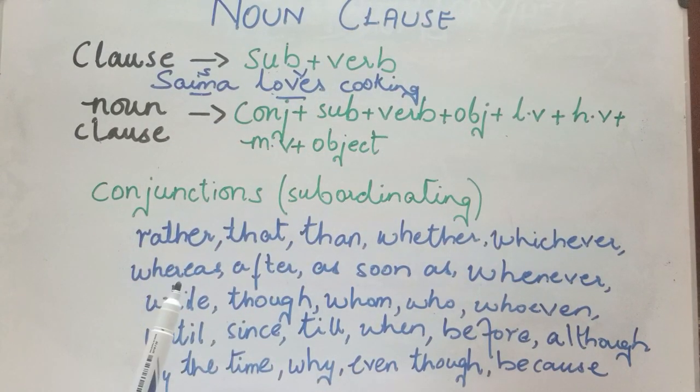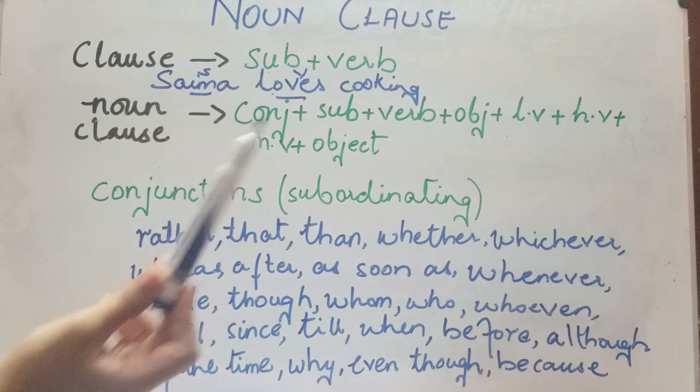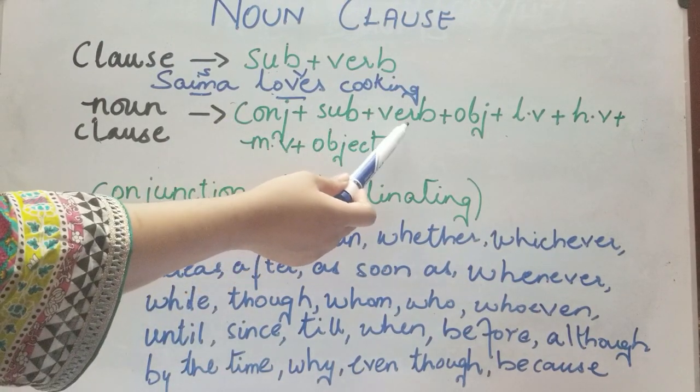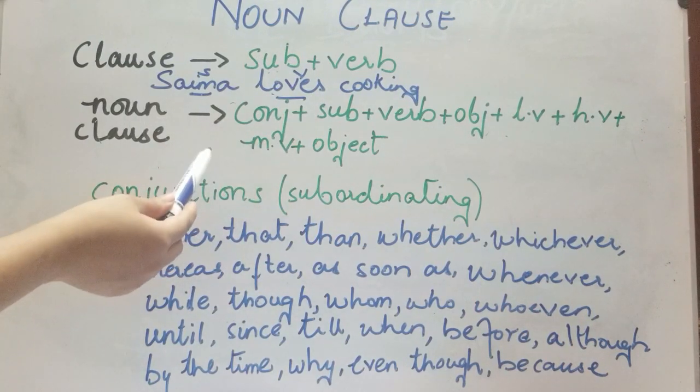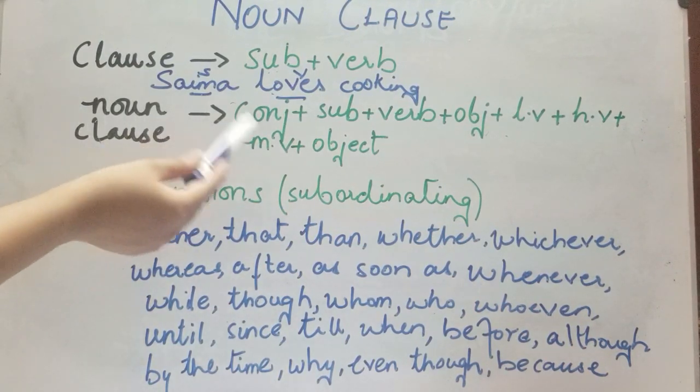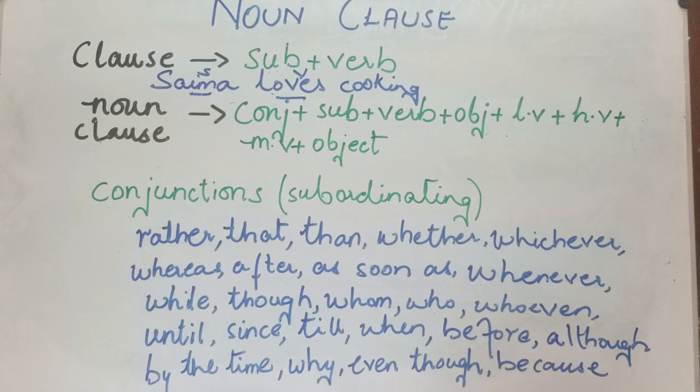Or if a sentence is very short, it could end like this: conjunction plus subject plus verb plus object. It will end over here. Okay, this is a lengthy sentence. We'll go further into detail about the pattern I've written over here.